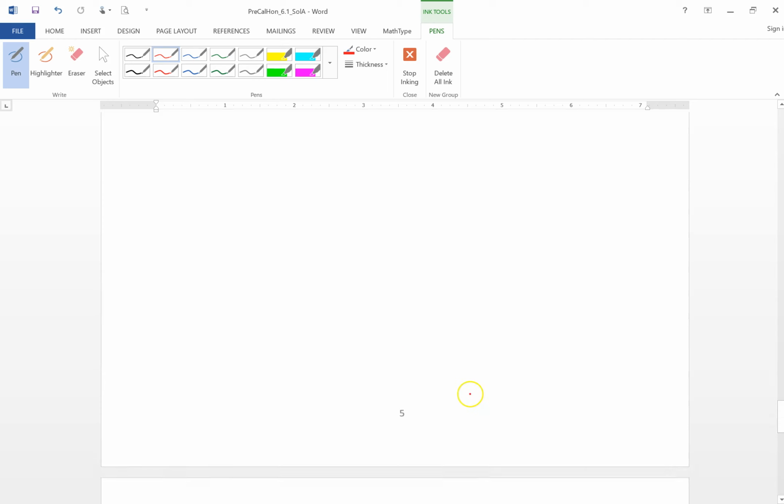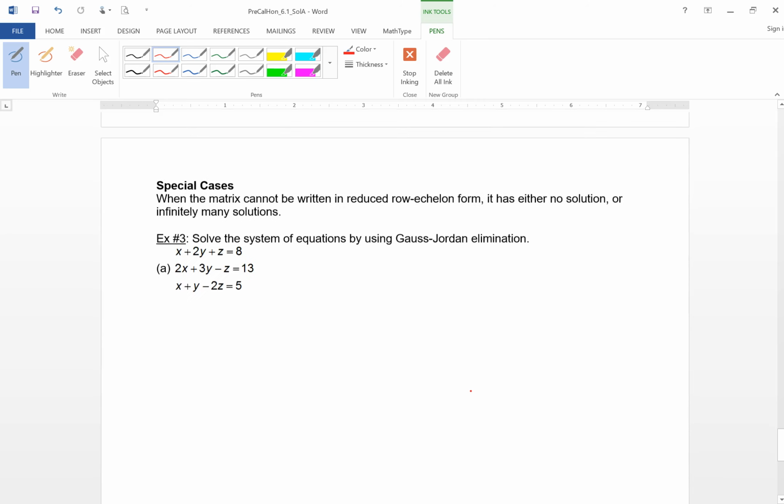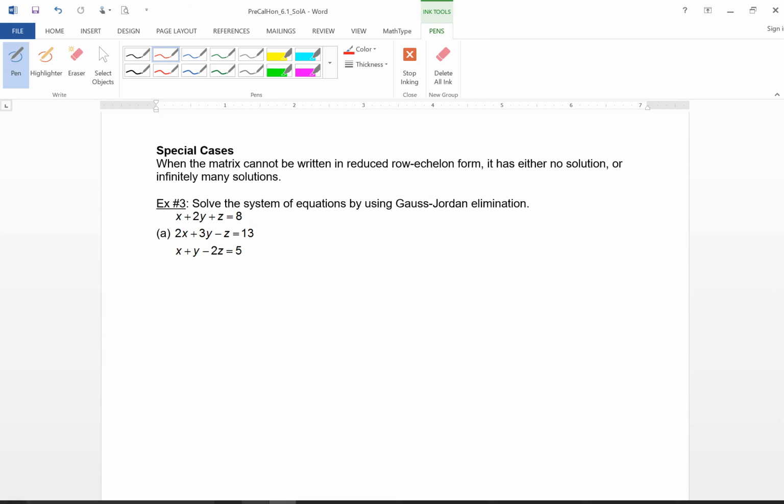All right, so let's start solving this one. We're going to solve it using Gauss-Jordan elimination, and we're going to write the matrix first.